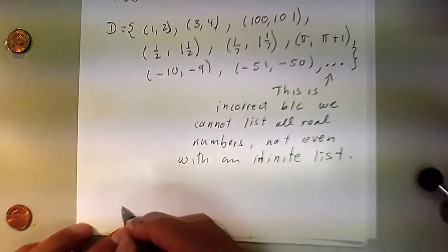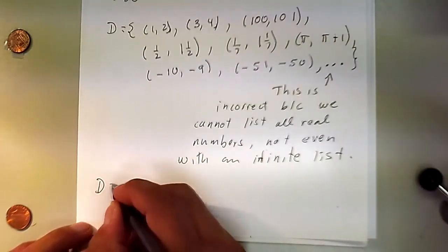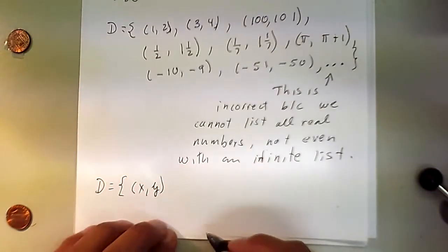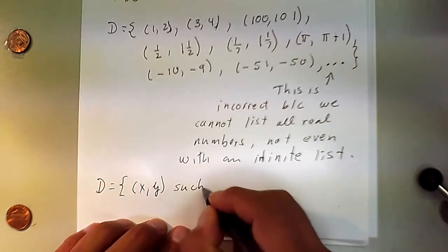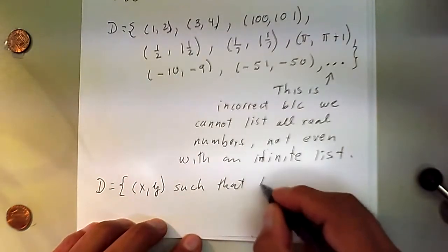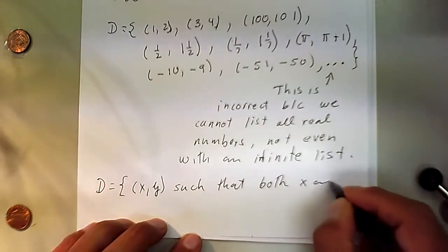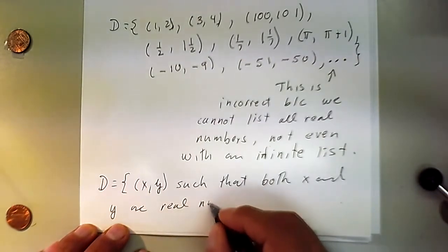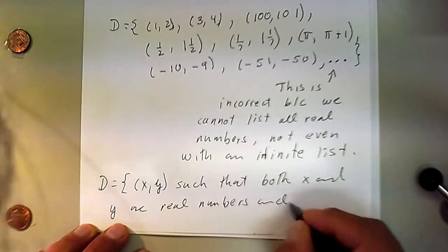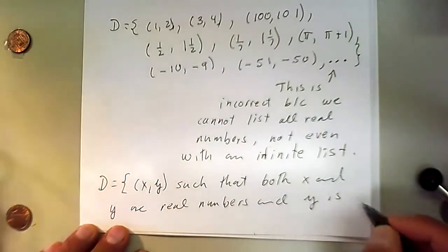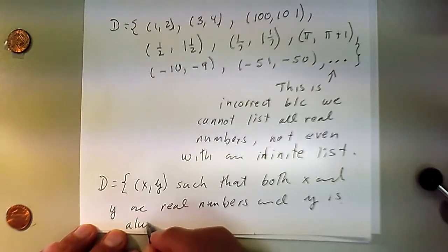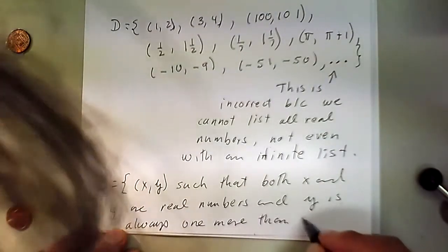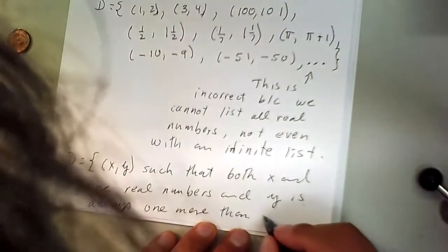So we had to come up with a better notation, and we established this: all the pairs (x, y) such that both x and y are real numbers, and y is always one more than whatever x is.